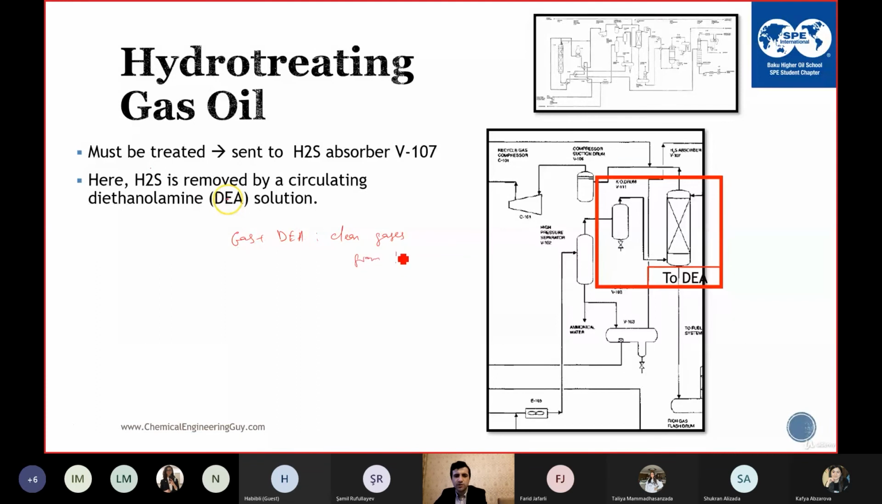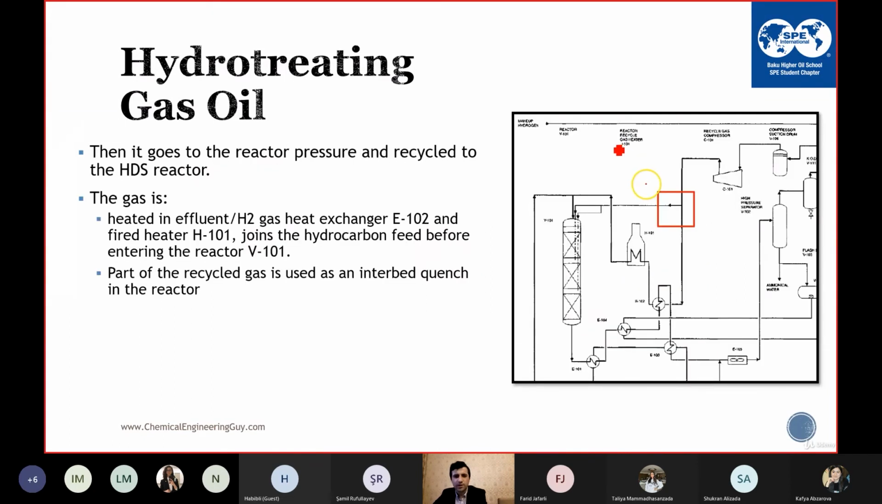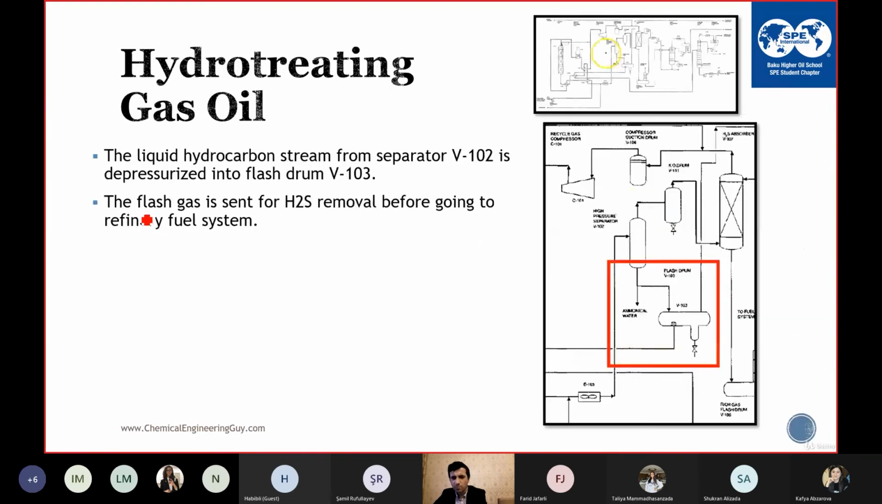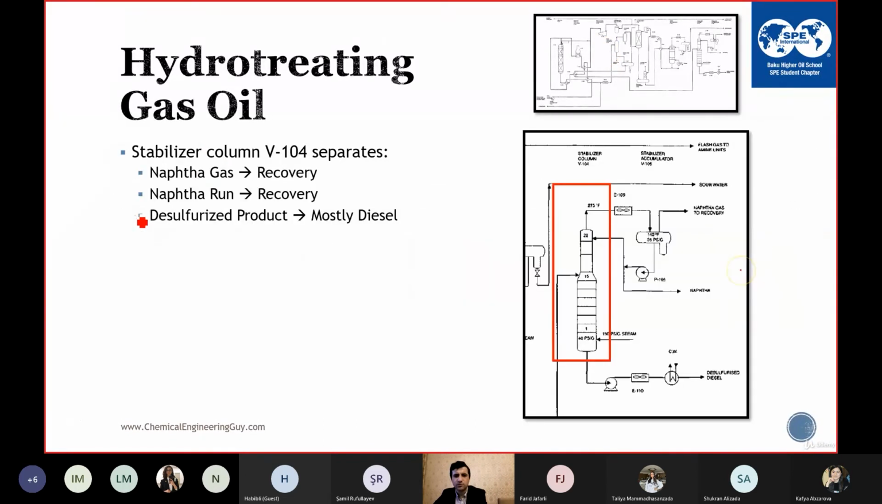We clean the gases from H2S. So DEA, sometimes MDEA, diethanolamine or methyl diethanolamine, dissolves or absorbs H2S. So makeup hydrogen, I talked about previously, and this is the HDS, meaning hydrodesulfurization. The three-phase separator, I talked about it, and this is the stabilizer column.